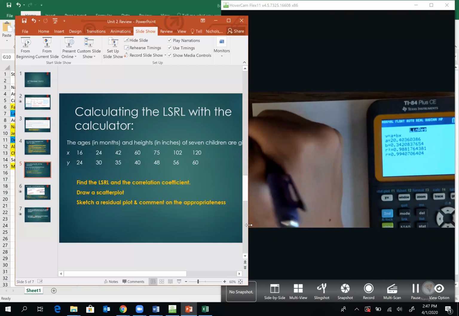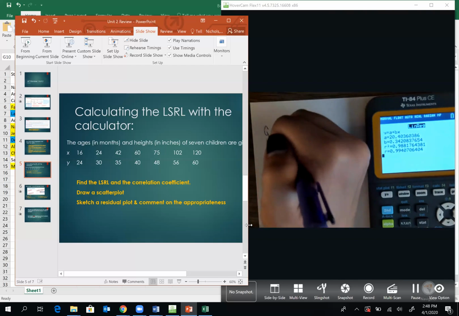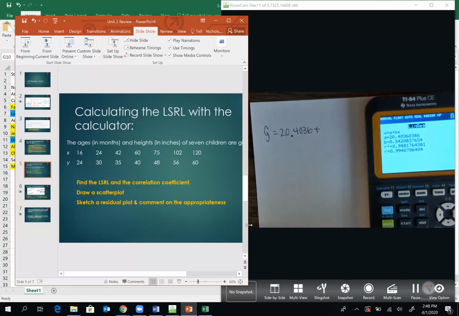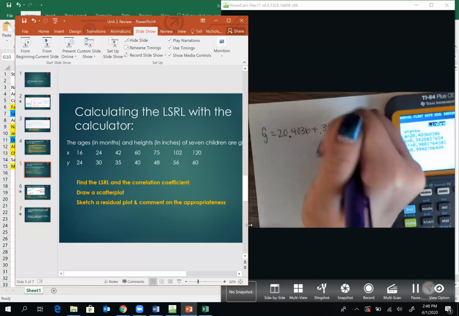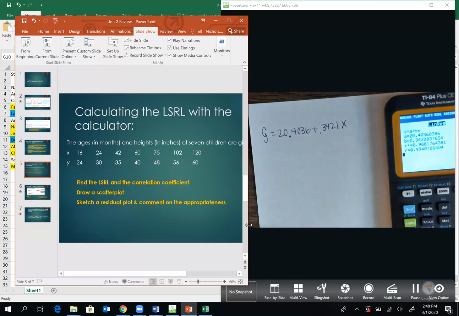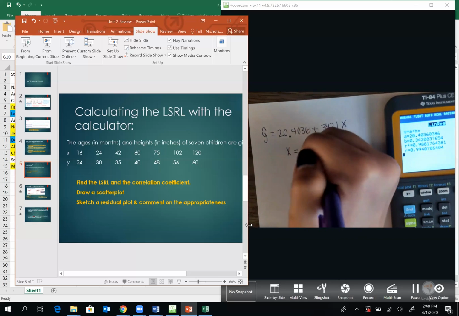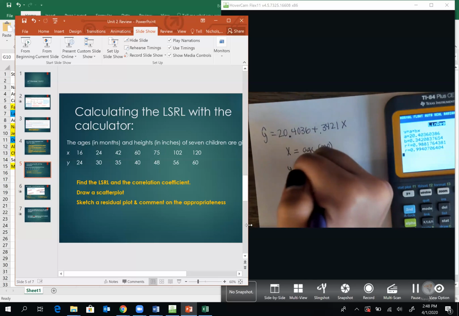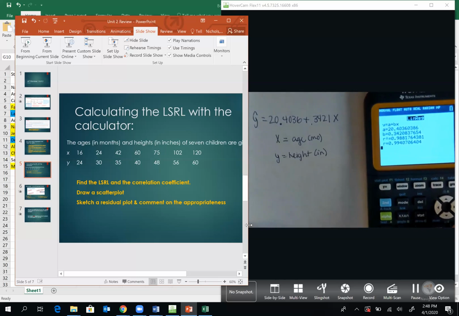So when I write my equation, y hat equals A, so 20.4036, and then I did A plus BX, so plus B, 0.3421 x, where x equals the age in months and y equals the height in inches. That's how you write the equation.